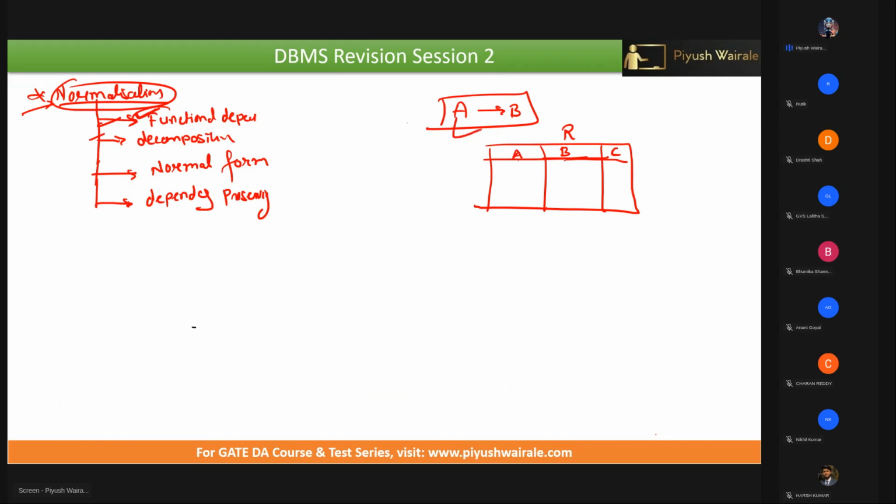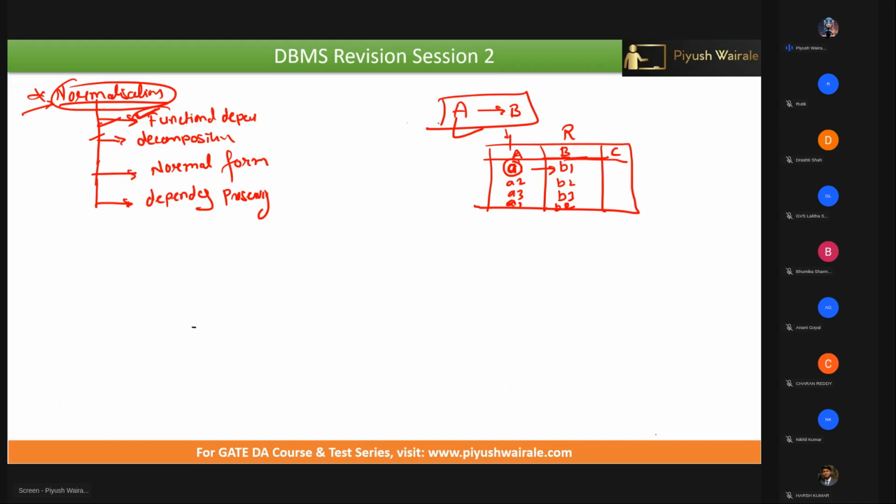A uniquely determines B. It means if we have values A1, A2, A3, A1, four values like this, and the corresponding value of B for A1 is B1, and then B2, B3. Now see, if A1 determines B, it means if the value of A1 gives me B1 here, then in the entire column A1 should give me B1 only. It's not like A1 will be B2. Otherwise A1 will not uniquely determine B.